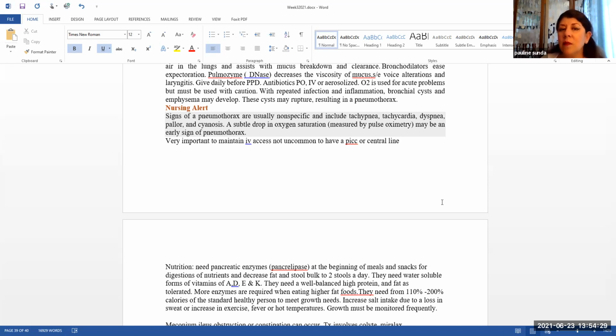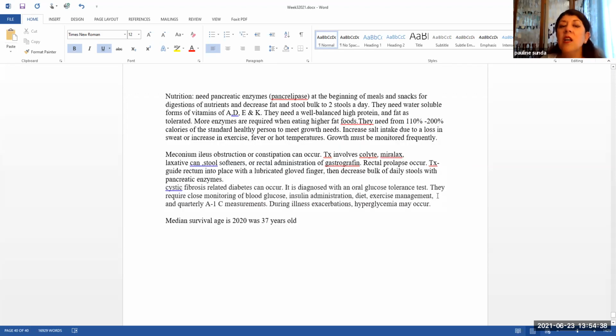Know that it is very important to maintain IV access in these children. It's not uncommon for them to have a PICC line or a central line. Nutrition, they need pancreatic enzymes, which can be called pancrelipase, at the beginning of meals and snacks for digestion of nutrients and decrease fat and bulk of the stools. Basically, by taking this is going to decrease the bulk of the stool, and we want to decrease these to a day, okay? They need water-soluble forms of the fat-soluble vitamins, which are vitamins A, D, E, and K.